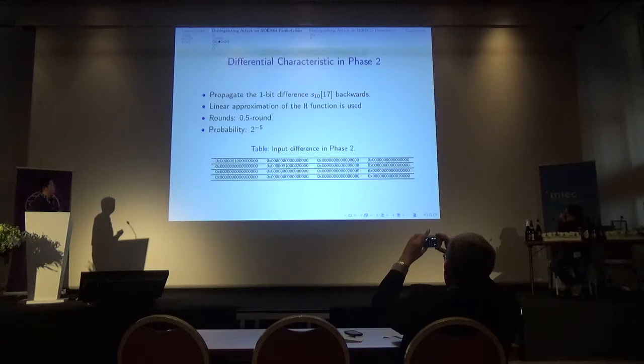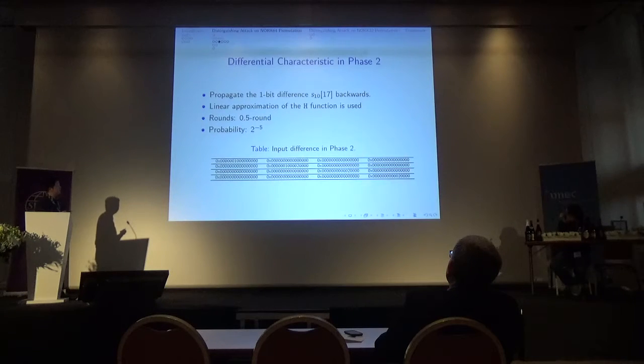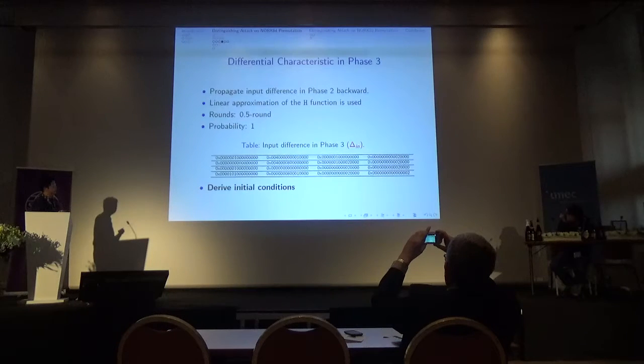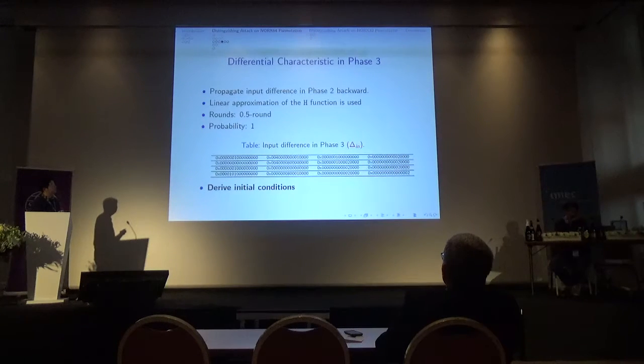Then in phase 2, we propagate this 1 bit difference backward. So we use a linear approximation of the H function so that we can get this input difference in phase 2. Of course, we need to pay some price for this linear approximation. It has probability 2^-5. Then in phase 3, similar to phase 2, we again propagate the difference backward. But here we have probability 1 in this phase because we are able to derive initial conditions.